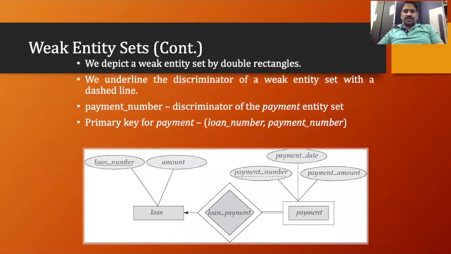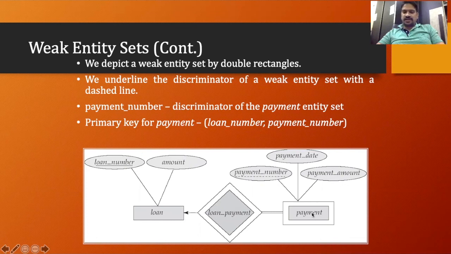So let's talk about this weak entity set and try to understand. As you can see, the payment here is taken as a weak entity set. Payment number here we are taking as a discriminator, and the discriminator is shown with a dotted underline. Then we have the loan table. The loan table has loan number, which is the primary key. These are simple attributes.